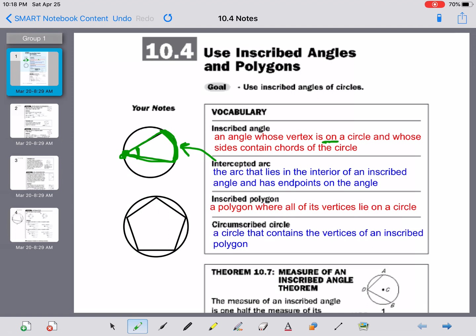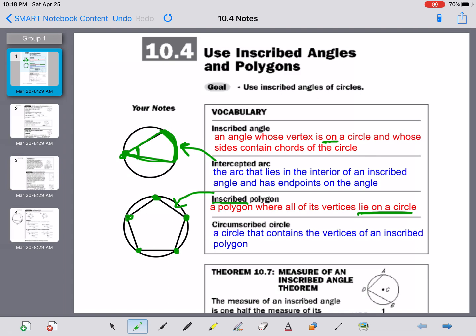An inscribed polygon. We had an inscribed circle as a definition earlier, but this is an inscribed polygon. Since we're talking about the polygon and it's inscribed, that means the polygon is inside something else. In this case, it's inside the circle. And what's super important here is a polygon where all the vertices lie on the circle. So if I have an inscribed polygon, all these vertices have to touch exactly on the circle to be inscribed.